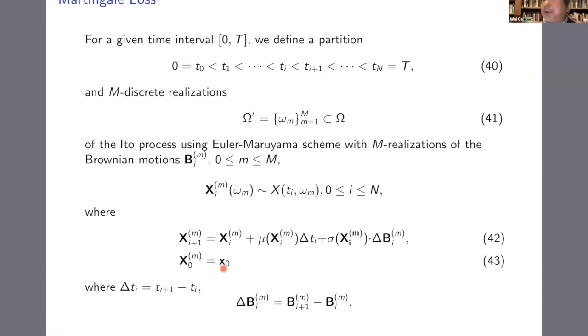This is also very important. We only need the paths starting from one point, and that will be enough to find the solution. So now we'll have M paths, which are generated by the Euler method. You run the Euler method, you get M paths.